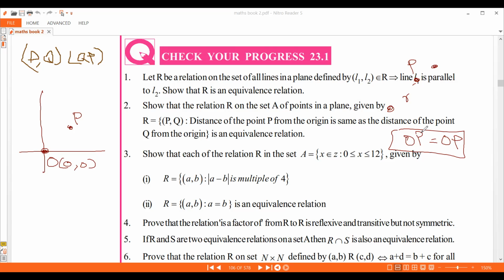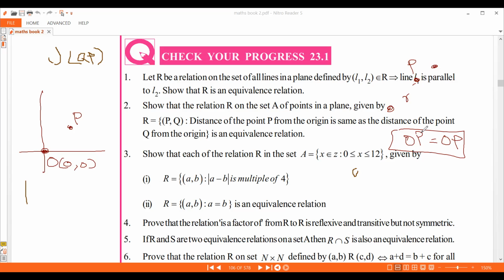Now go for the third. Now you have to take P, Q or three points. As per the condition, OP is equal to OQ is equal to OR, right? They have given that already. So it is transitive.